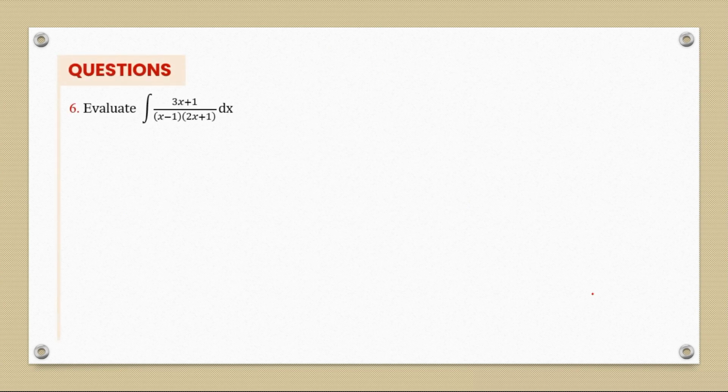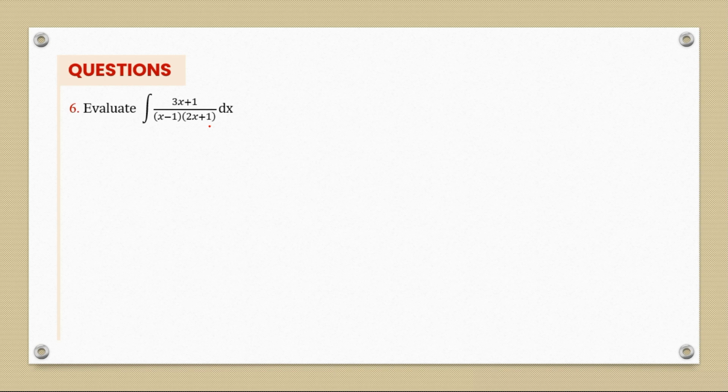Alright, let's look at question number 6. Now question number 6 is different. We're being asked to integrate this partial fraction: the integral of (3x + 1) over (x - 1)(2x + 1). Now this is a unique kind of integration because we cannot apply any of the rules that we had applied before. We cannot clearly just apply trigonometric substitution or u-substitution or any other like that.